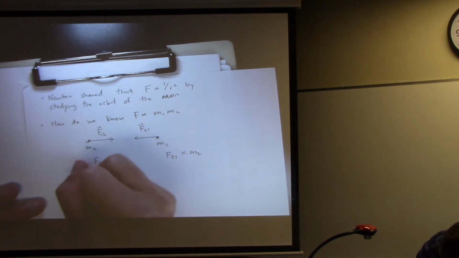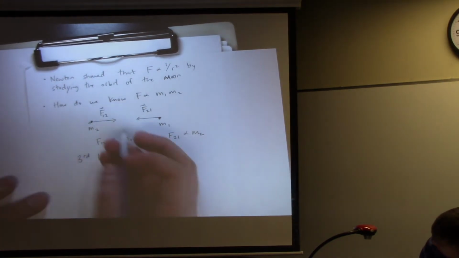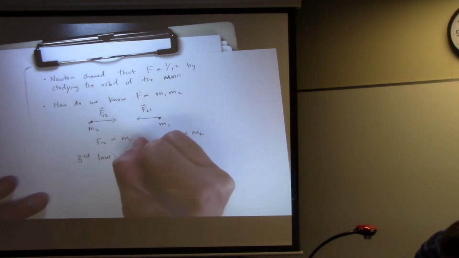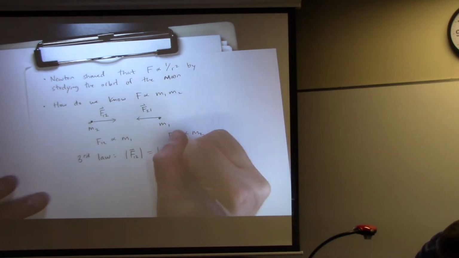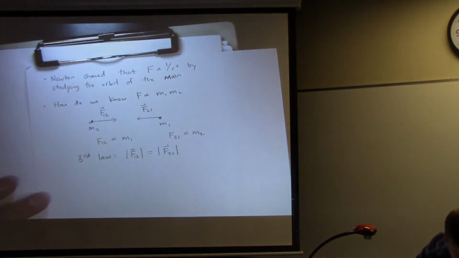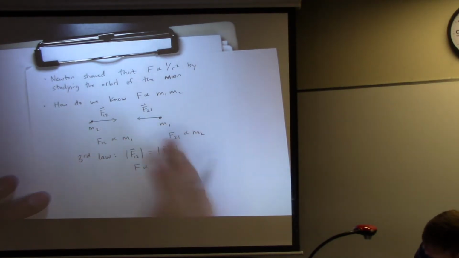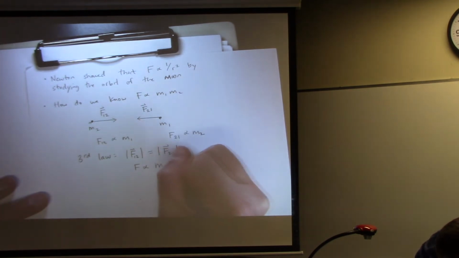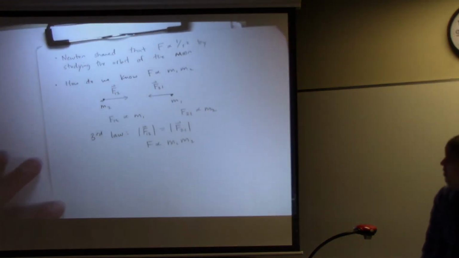But remember the third law, okay? These two forces have to be equal in magnitude. So if 1 exerts a force on 2, then 2 has to exert a force back on 1, which is exactly as strong. So actually the force can't just depend on M1 or M2 by itself. It has to depend on both M1 and M2. So that's kind of how this was reasoned out.